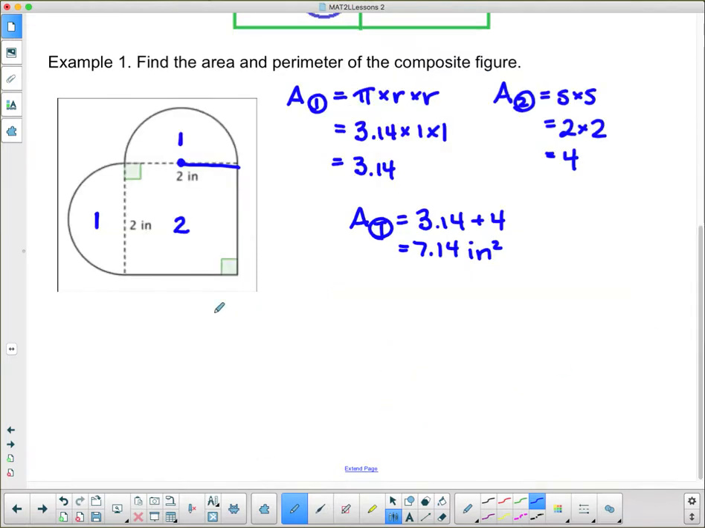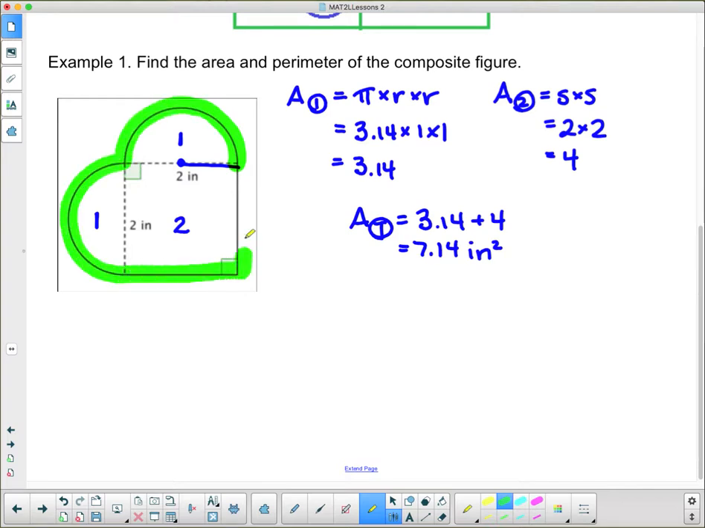Now we're going to find the perimeter next, and I'm going to take my highlighter just so that we can figure out what we want for the perimeter. The perimeter means the distance around, so it's this part here, the part that makes the heart. That means the center piece is not included. So when we add them all up, we're just adding this piece, and these two pieces of the square, not these other two pieces of the square.